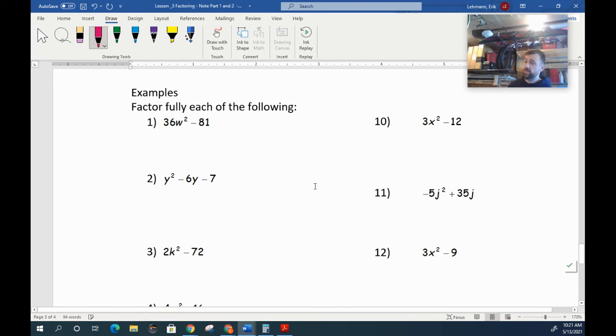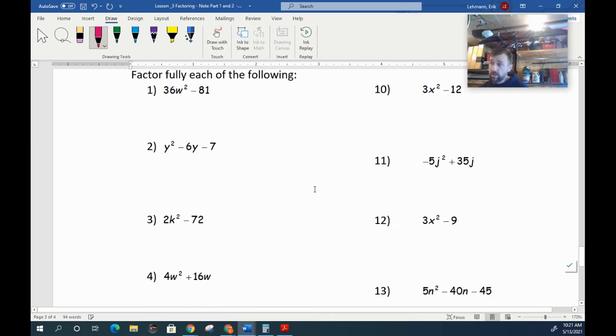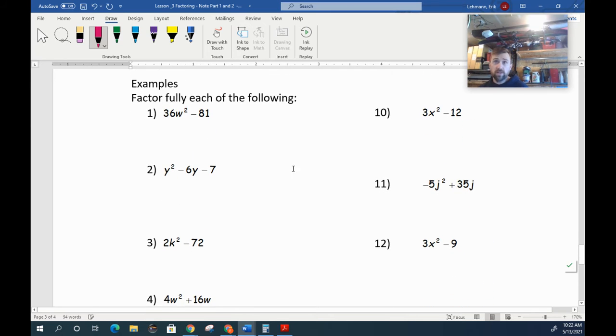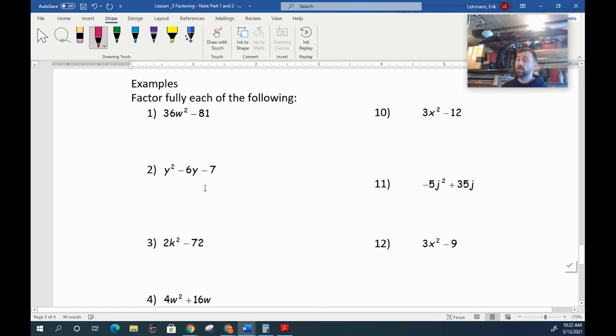This is a mixed bag of examples. Honestly, if you pause now, take a break, I'm going to keep rolling, and I'm going to rip through these as quickly as I can. Okay, so factoring out, I'm going to take out a 9 because a 9 goes into 36 and 81. So 9 leaves me with 4w squared and negative 9.